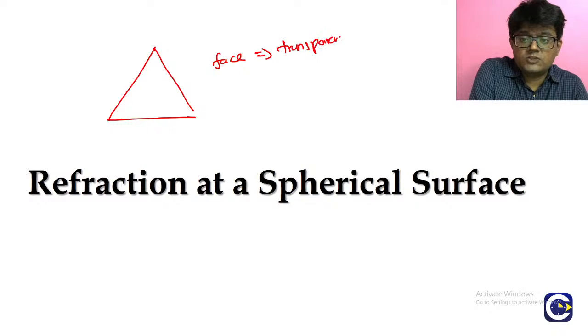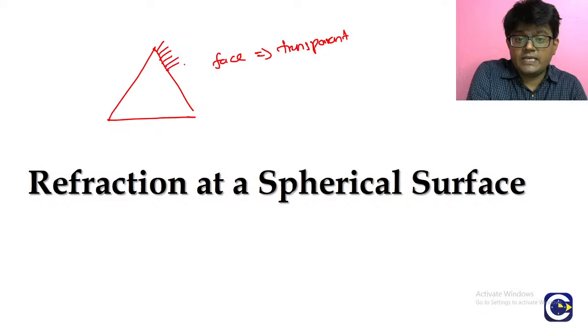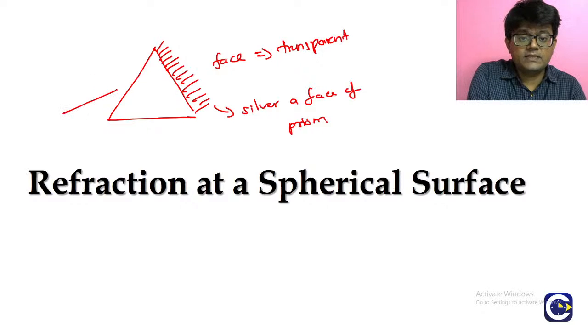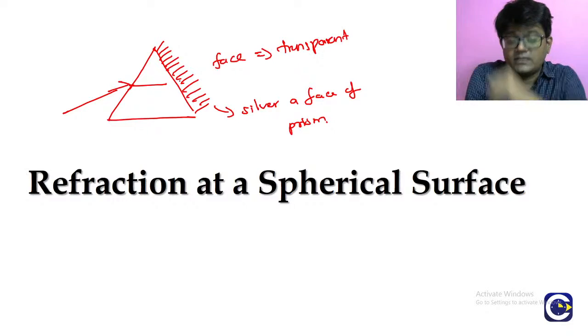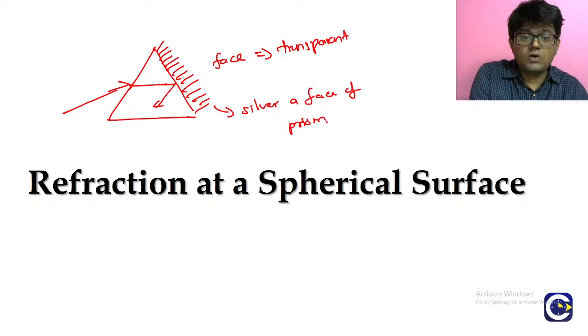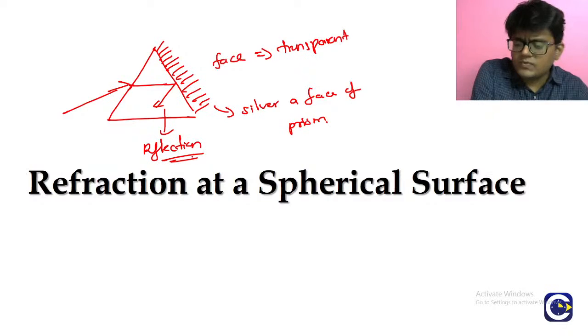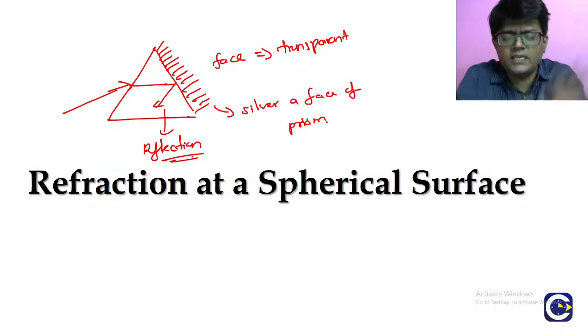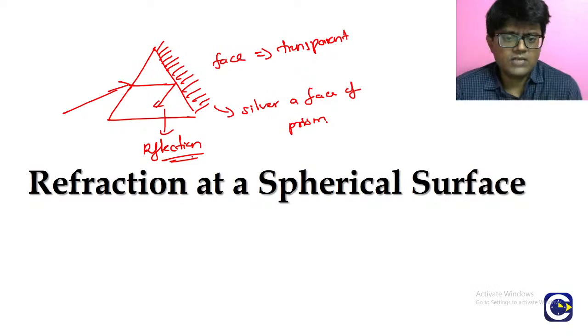Transparent. We are assuming, in a prism, each and every face is what? Transparent. We may have a phenomenon where we can silver a face of the prism. Then as the light rays come in on the second side, they cannot refract. They will undergo what? Reflection. So we can make some modifications. This is one very standard modification that can be done to the prism.